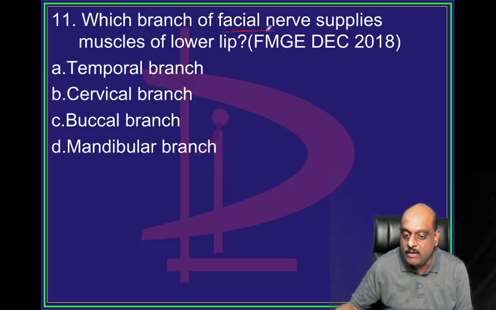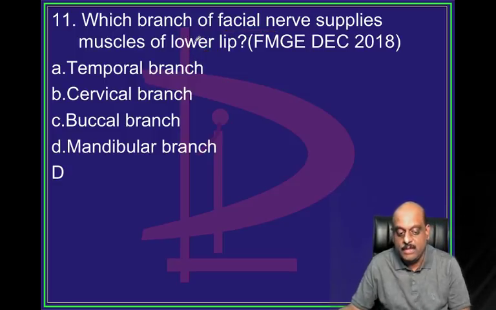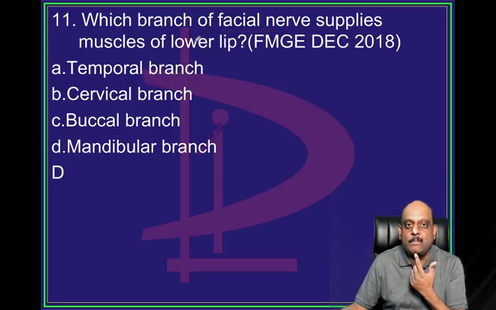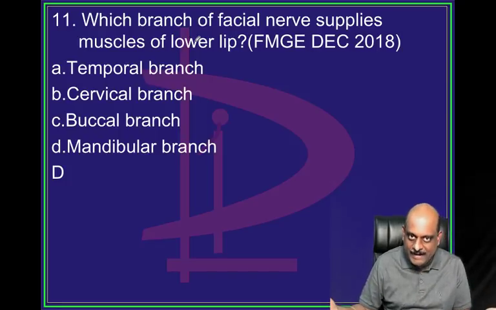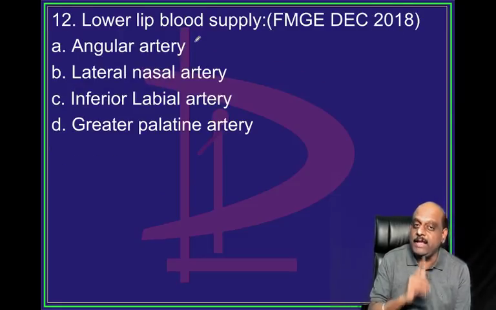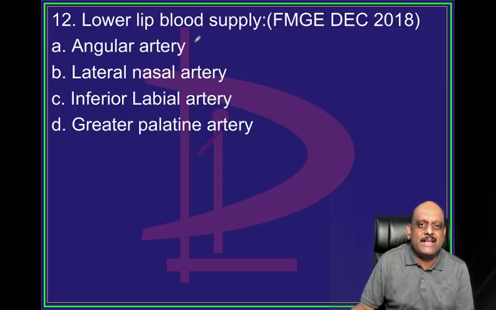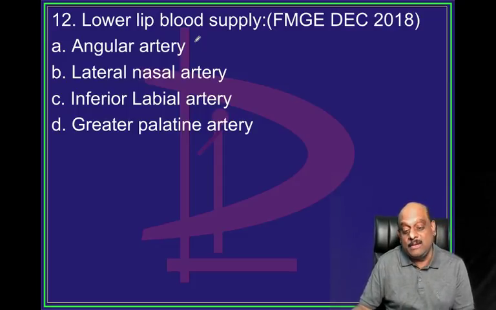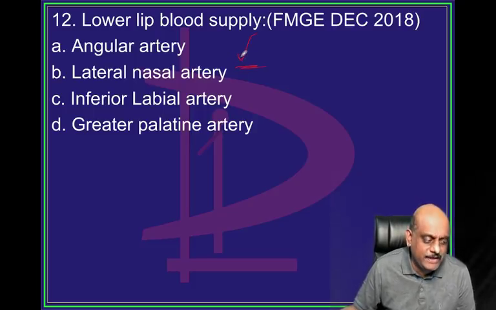So, facial nerve supplying the lower lip. Which one? Obviously, the lip is near the mandible, so the mandibular branch supplies the lip. Do you need to study this? No need. Tomorrow, while writing the exam, you will recognize it. This is not a question you answer by studying, it is answered by common sense. A good number of questions require simple common sense to answer. Everything need not be studied.